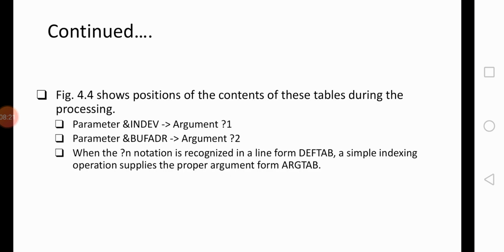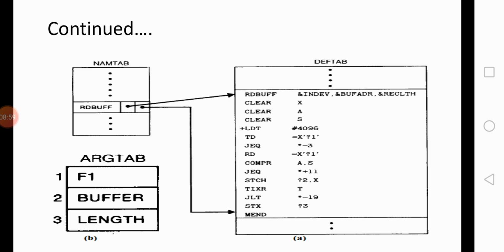See here, according to the figure, in the upcoming slide we will discuss how the parameter &INDEV maps to argument 1, and parameter &BUFADR maps to argument 2. Figure 4.4 shows the positions of the contents of these tables during processing, how the information is stored from one table to another. We'll discuss this further in later slides. Here, when the ?n notation is recognized in a line from the definition table, a simple indexing operation supplies the proper argument from the argument table.